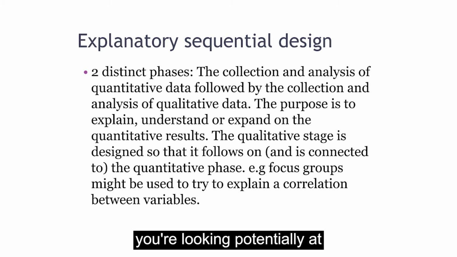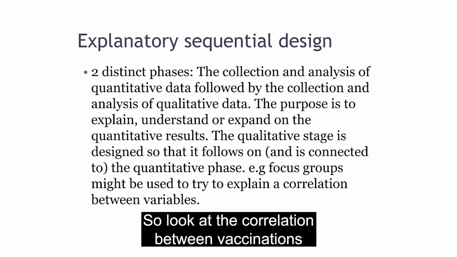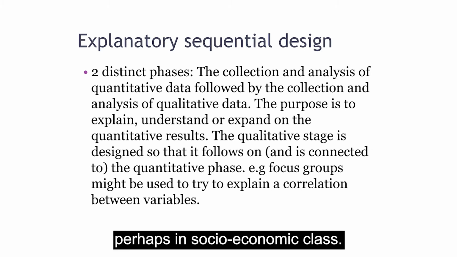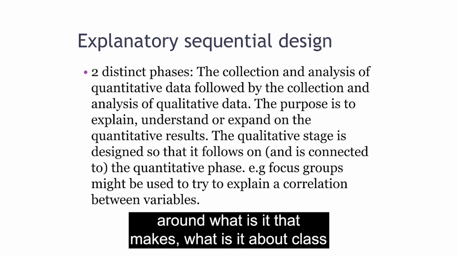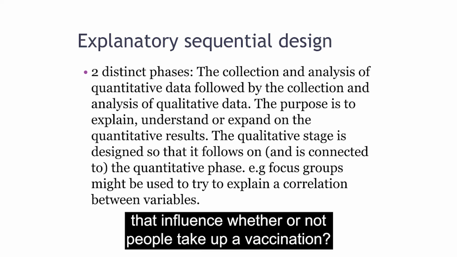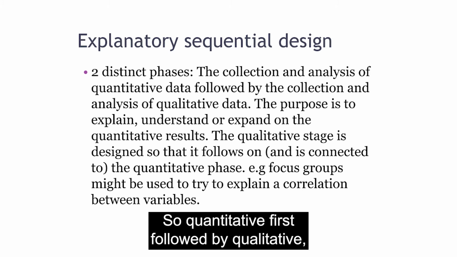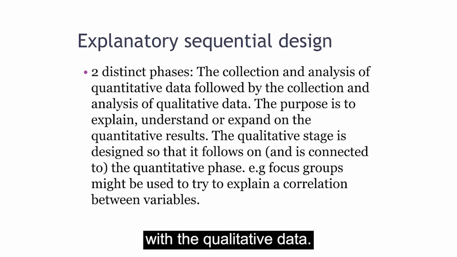You're looking potentially at some quantitative results, but how do we explain that? So we would collect some quantitative data to look at the correlation between vaccinations perhaps and socio-economic class. But then if we want to explain that, we're probably going to need some qualitative data around what it is about class and environment and culture and families that influence whether or not people take up a vaccination. So quantitative first, followed by qualitative, and the aim is to explain the quantitative data with the qualitative data.